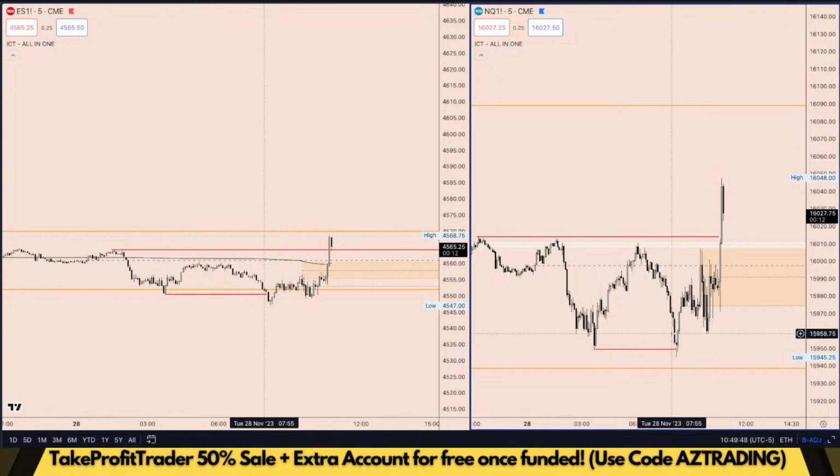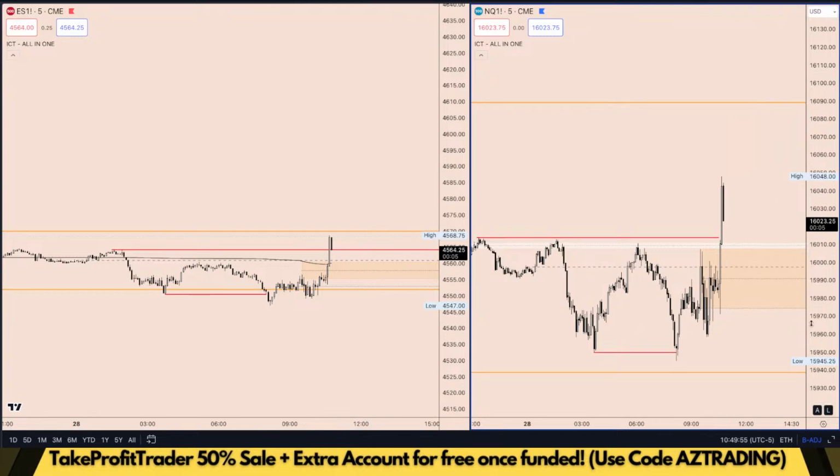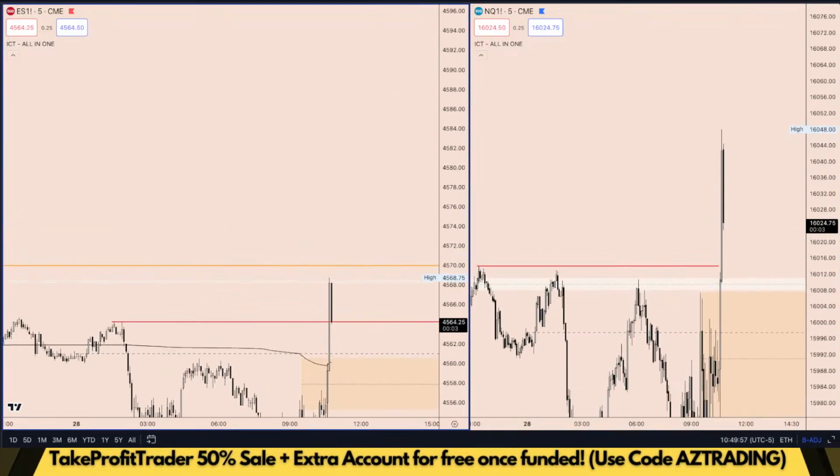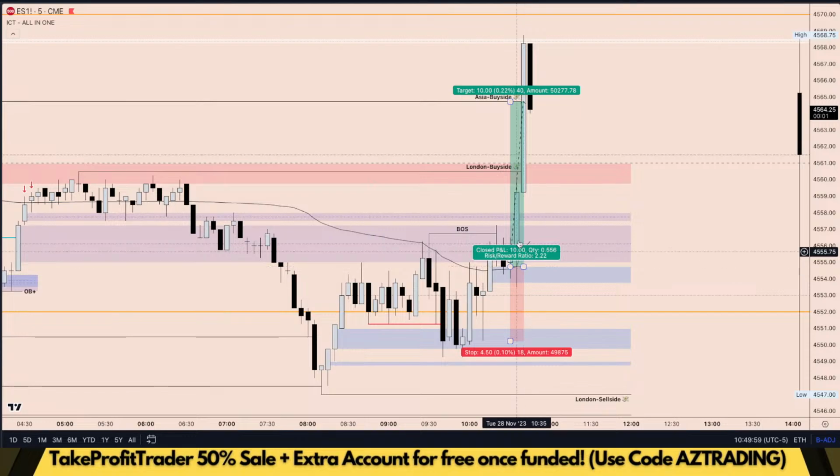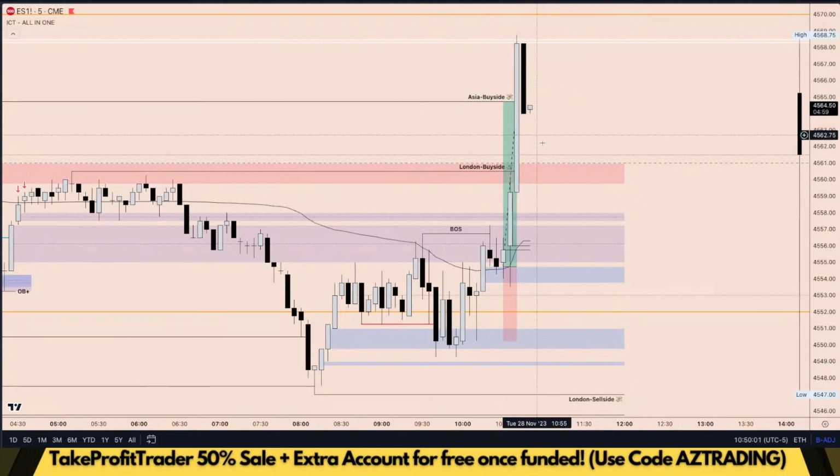That one last time happened right here at 8 AM with that new hourly candle. Then we immediately bounced away from it. This would have been a confirmation. That's why I ended up placing the paper trade here. Target London and Asia buy side.